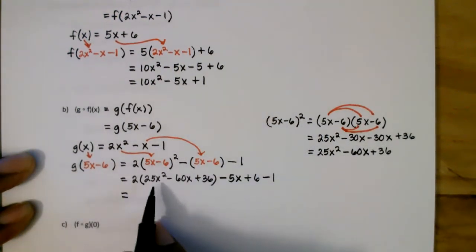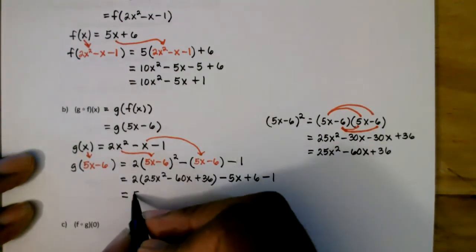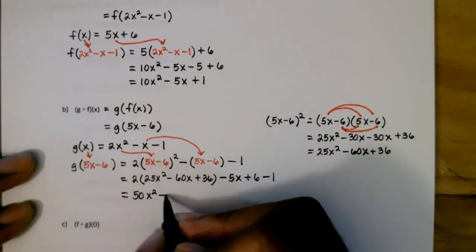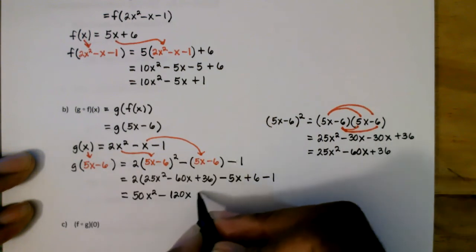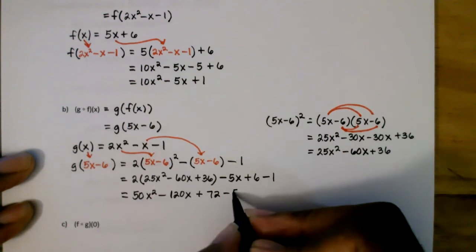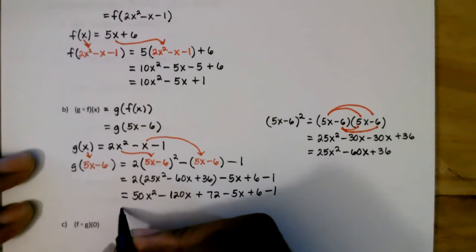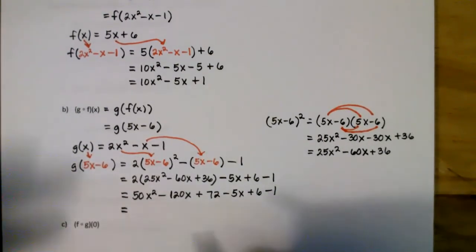Distribute the 2 over the 25x squared minus 60x plus 36. I'm going to get this. 2 times 25x squared would be 50x squared, minus 2 times 60x would be 120x, plus 2 times 36 would be 72. And then minus 5x plus 6 minus 1. Now, combine all these like terms here.